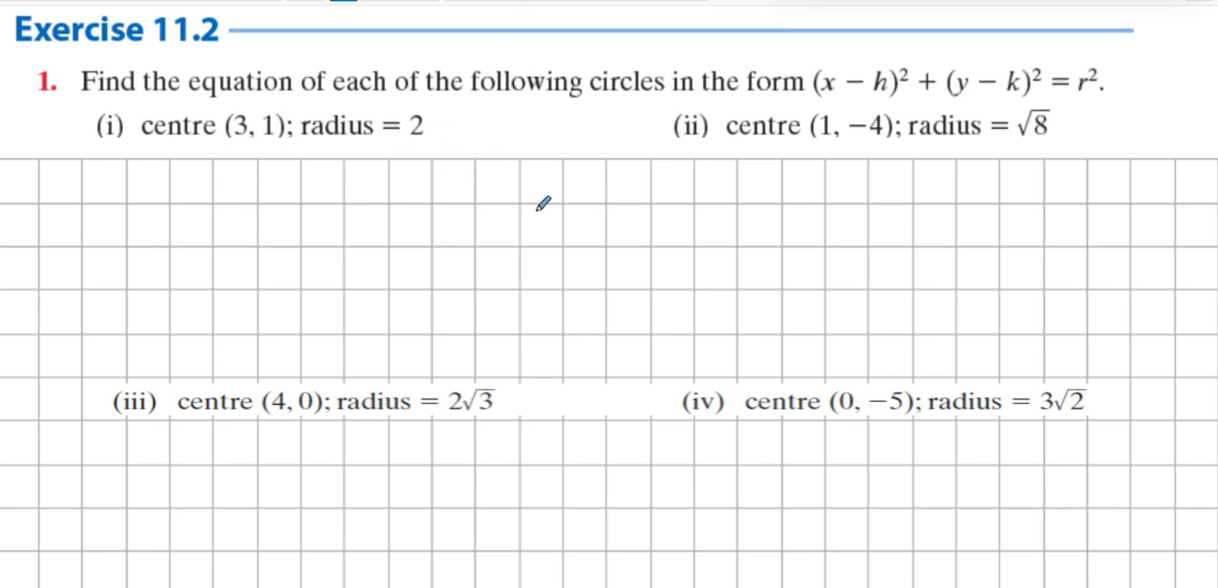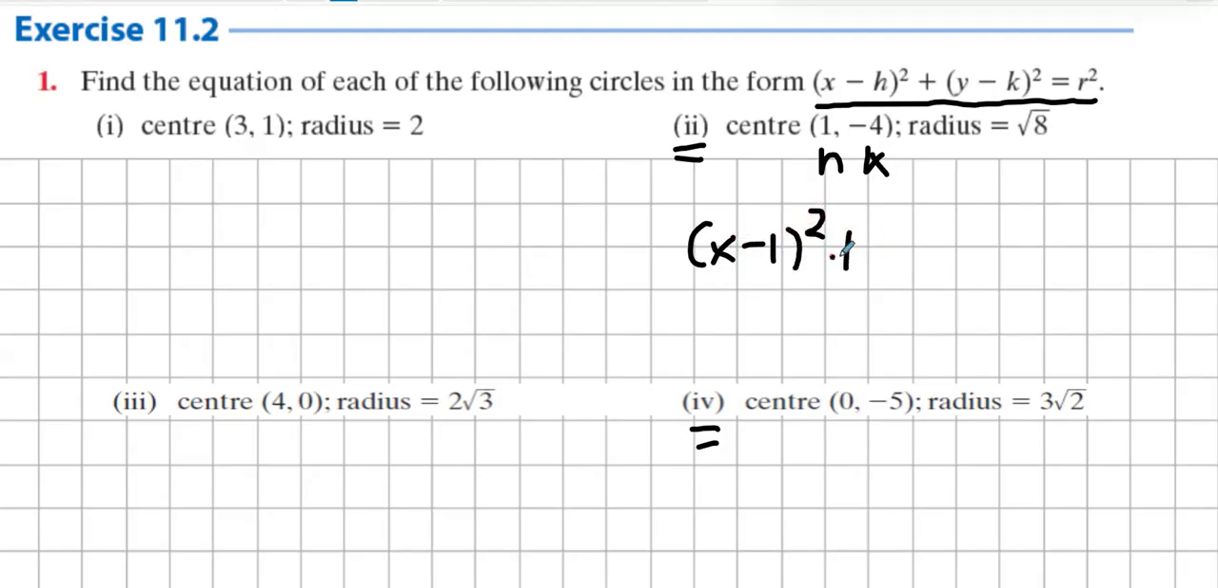We're using this formula here, and I will do question 2 and I'll do question 4. H is 1, K is minus 4, so it's going to be x minus 1 squared plus y. Now it's minus 4, which means it's going to be plus 4, and then r squared is root 8 squared, and the answer is 8. It's handy enough, isn't it?